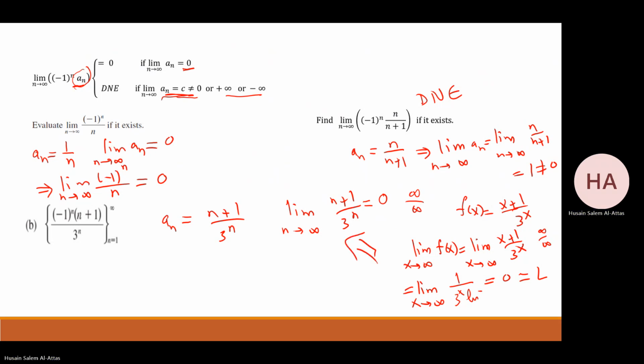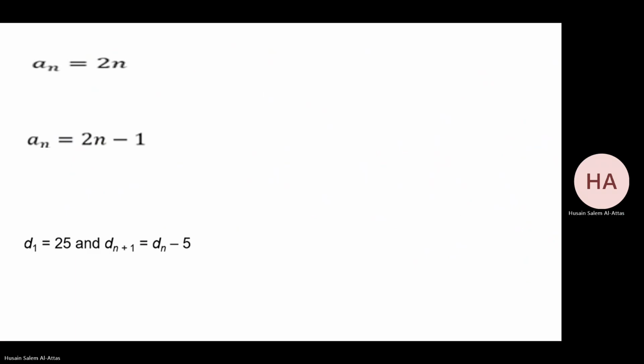Okay. What about this 2n, which is the even numbers? These are the even numbers 2, 4, 6, 8, and so on. What is the limit of an as n goes to infinity? Very clearly we have 2 times infinity, so it's infinity, so it diverges.